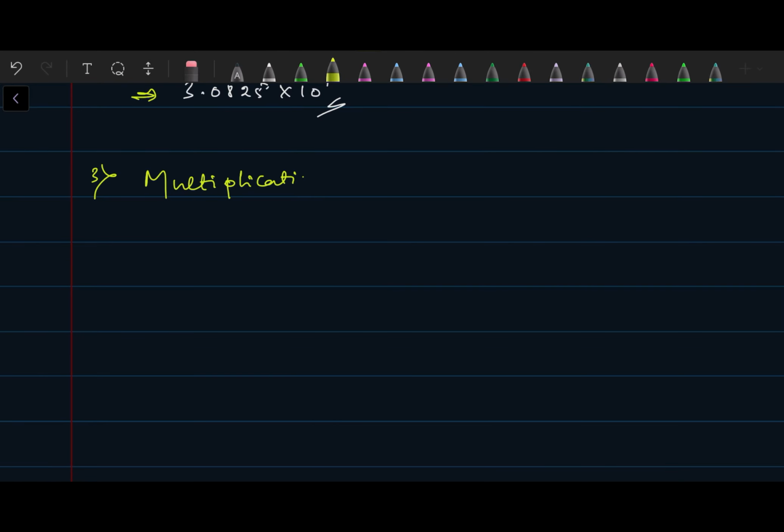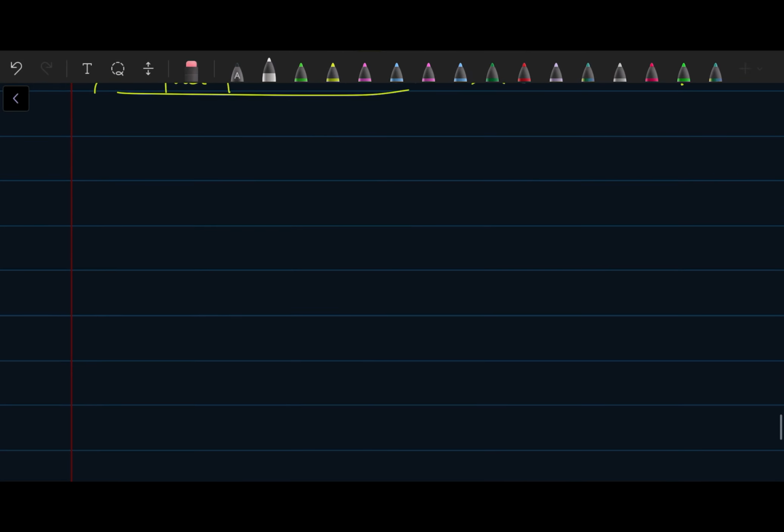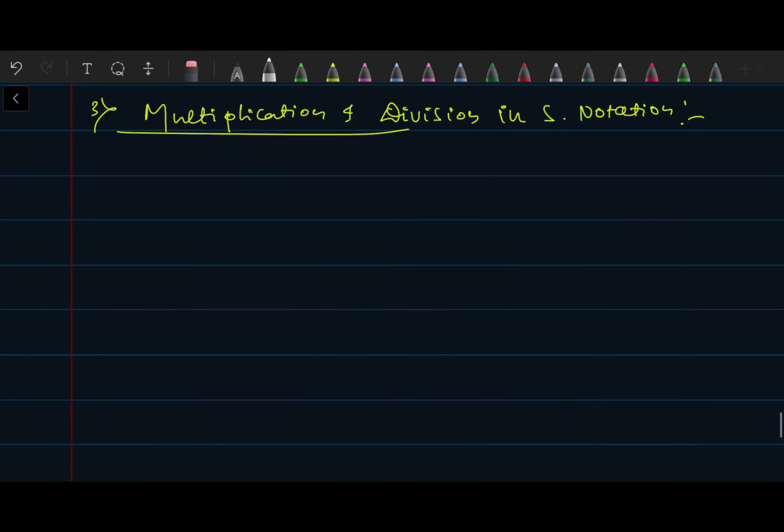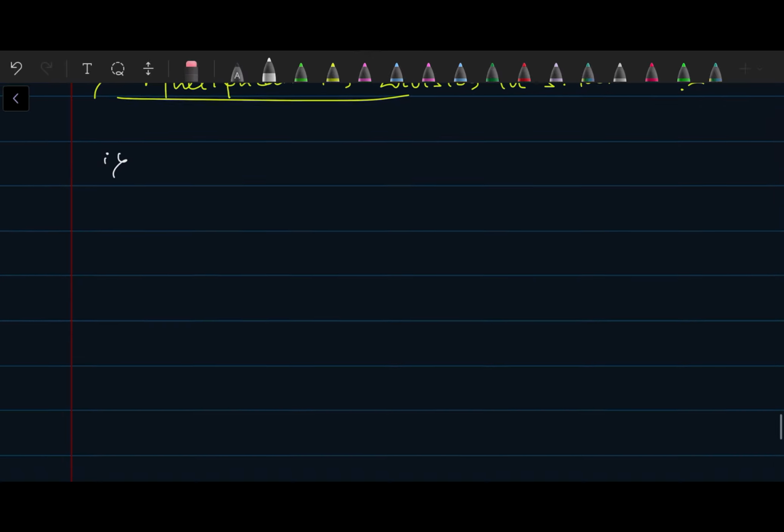Multiplication and division in scientific notation. This is also important. Every time we will see this type of application in all the numerical questions. So these are basic, that's why we are discussing them one by one. While in both operations, exponents are added and subtracted as per their positive and negative values. This will become more clear with the following examples. Let's see.